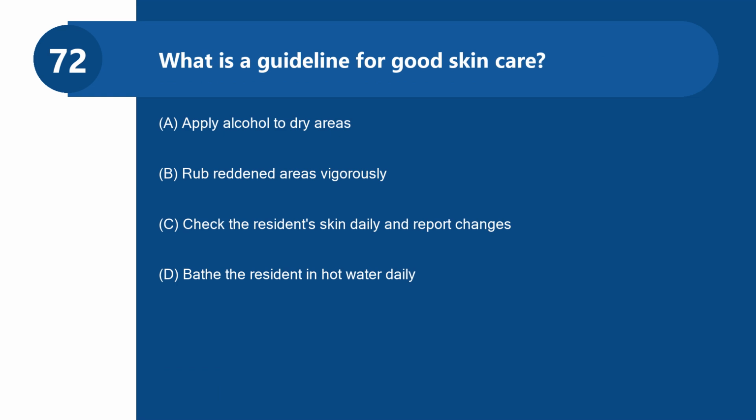Question 72. What is a guideline for good skin care? Option A, apply alcohol to dry areas. Option B, rub reddened areas vigorously. Option C, check the resident's skin daily and report changes. Option D, bathe the resident in hot water daily. The correct answer is option C, check the resident's skin daily and report changes.